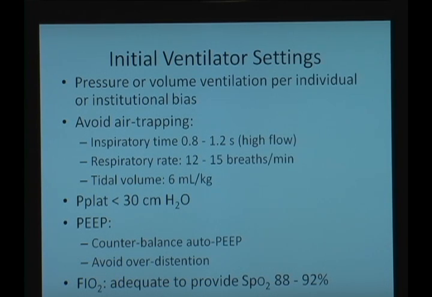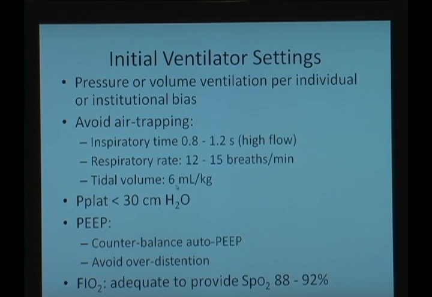As far as initial ventilator settings, whether you use pressure or volume ventilation is often per your individual bias or the bias of the unit where you work. There are issues with either approach, which we'll talk about on the next slide. Regardless of the mode, we want to avoid air trapping by typically using a relatively short inspiratory time, around a second or so. I'll show you later on in the presentation that using really short inspiratory times may not help a whole lot. Use respiratory rates a bit on the slower side than we would with ARDS, for example, 12 or 15 breaths per minute, or sometimes even lower.